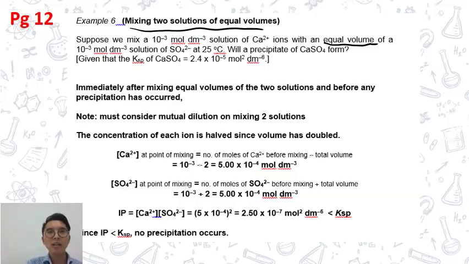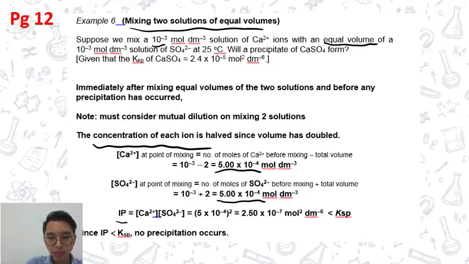What it means is that initially the concentration of each is 10 to the power minus 3, but upon mixing, because you're adding the same volume, the concentration of each would be halved. The total volume would double, so the concentration of each ion would be half. So after mixing, my Ca2+ from 10 to the power minus 3 moles per dm cube would now be half to become this concentration. SO4 2- would be half as well. So this will be my concentration of ions in the solution.